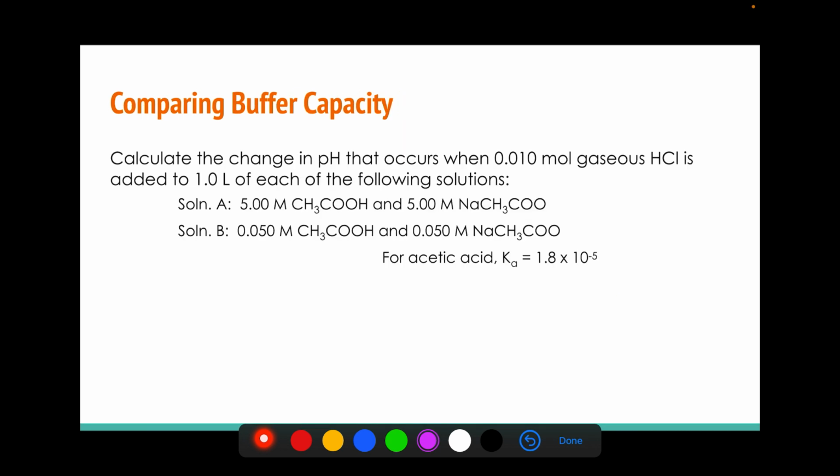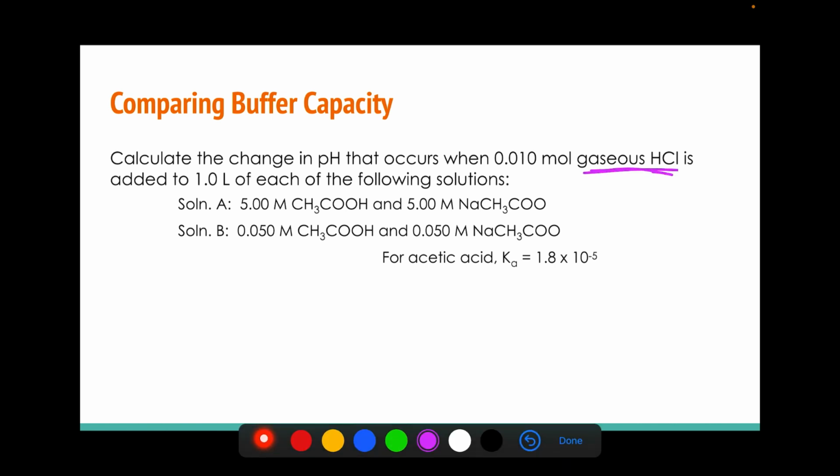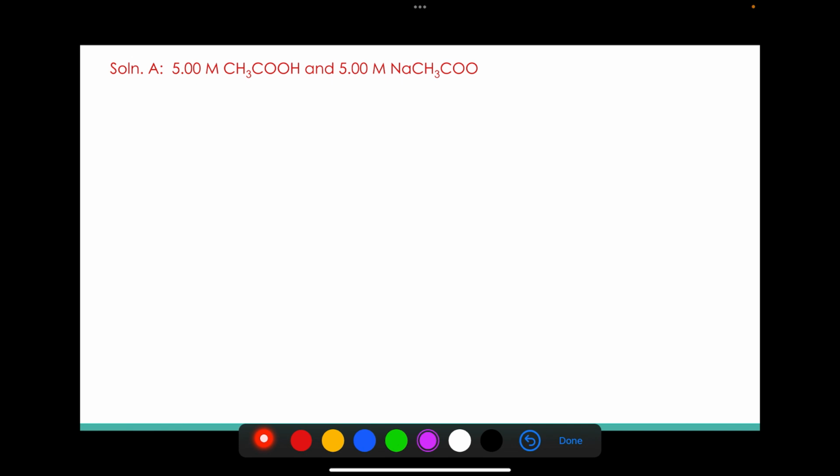Now let's look at buffer capacity. Recall, buffer capacity is determined by the amounts of HA and A- in solution. As we mentioned before, the larger the magnitudes of weak acid and conjugate base in the buffer system, the larger the buffer capacity. To illustrate this point, we're going to compare what happens when small amounts of gaseous HCl are added to a buffer that has large amounts of weak acid and conjugate base, and then what happens when that same amount of acid is added to a buffer system with smaller amounts of weak acid and conjugate base. So let's start with solution A.